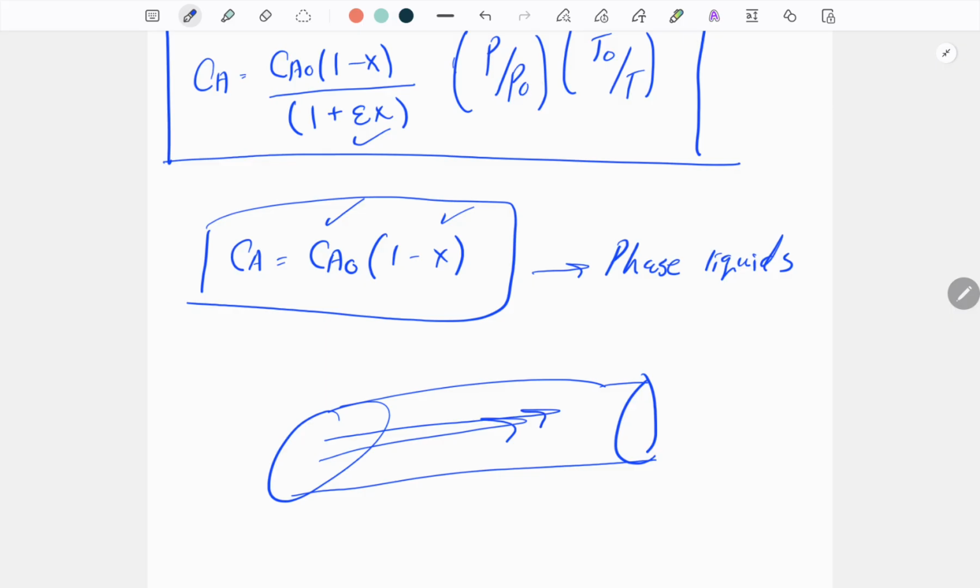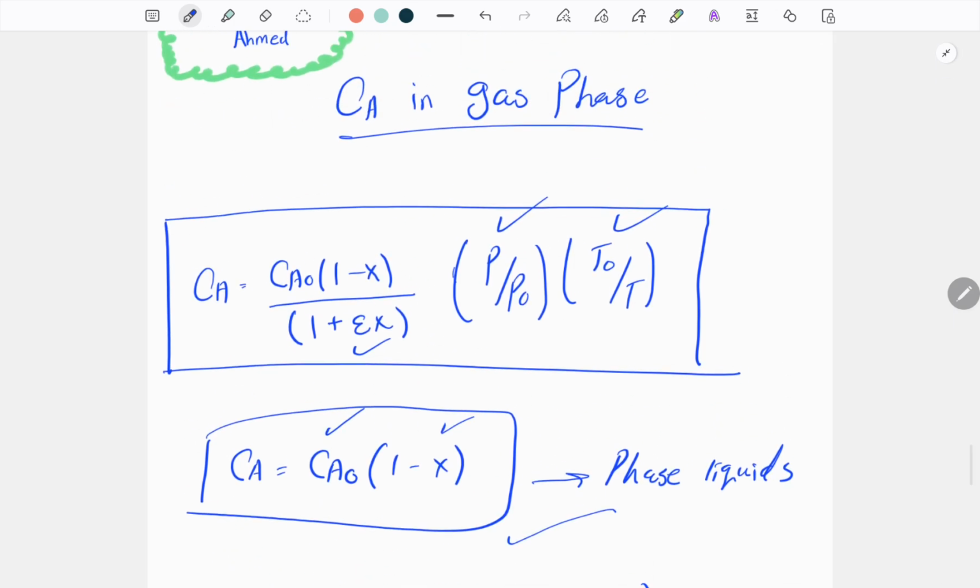Therefore, the pressure stays the same, resulting in density staying the same. Therefore, we can use this equation right here. So back to this equation, which is used to find the final concentration in a gas phase. In this class, I'll show you how that formula is derived. Okay, let's go ahead and start.